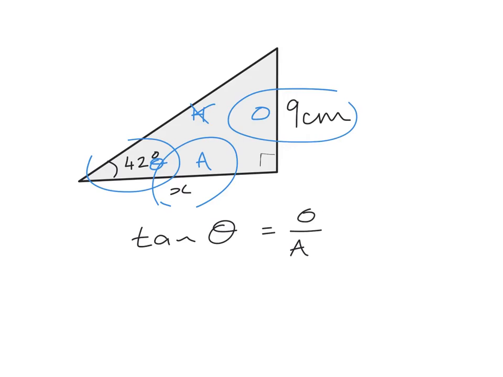All right, replace theta, O and A with actual numbers. Tan 42 equals 9 over x.